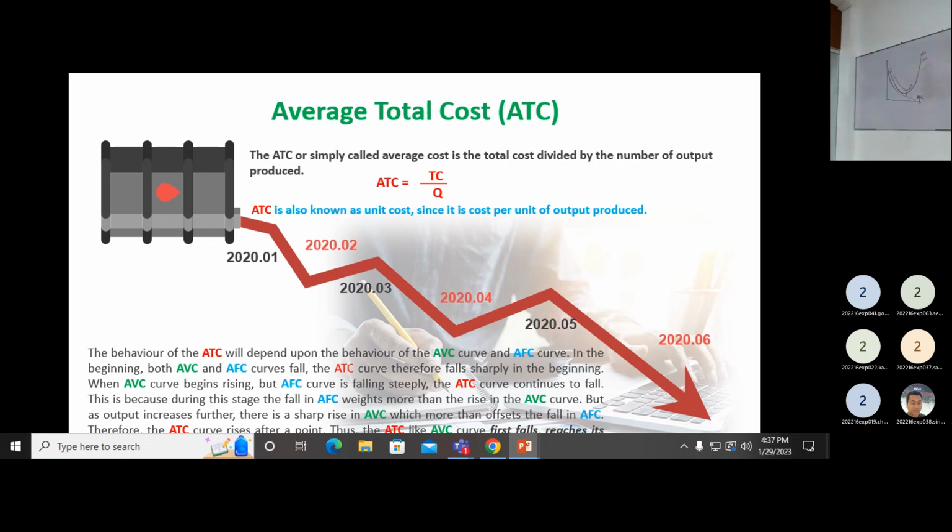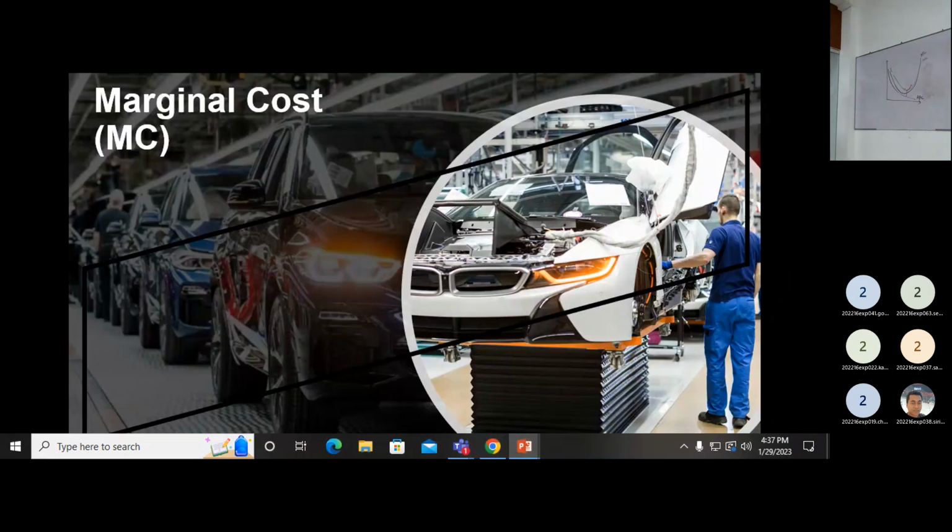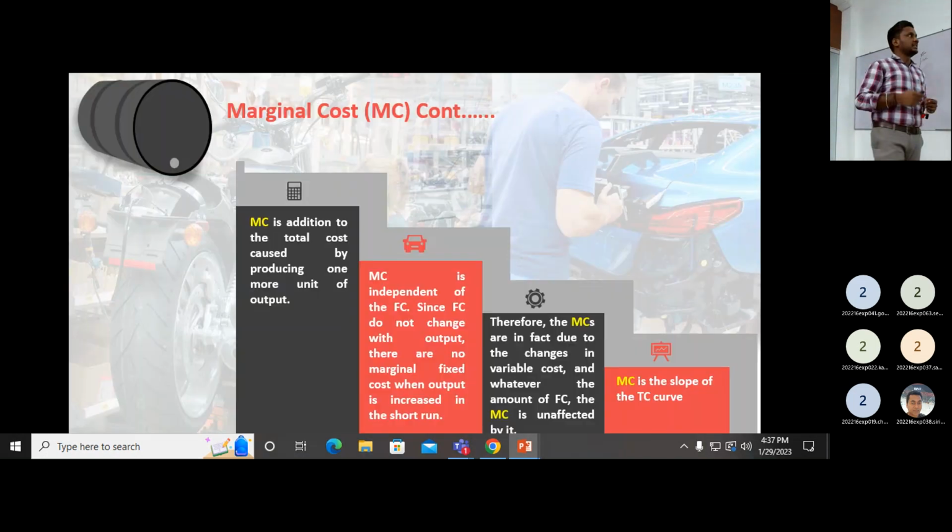Okay. Right. So the final part for today's lesson is marginal cost. Marginal cost. Very simple. What do you mean by marginal cost? In a very layman type of way, marginal cost is what? Yes, the additional cost that you need to incur if you produce one additional unit. That is marginal cost. Right.